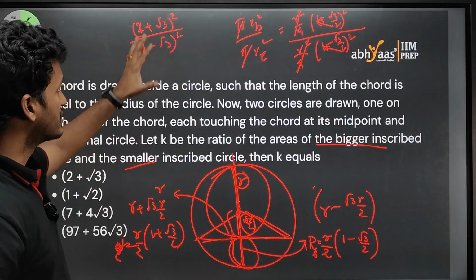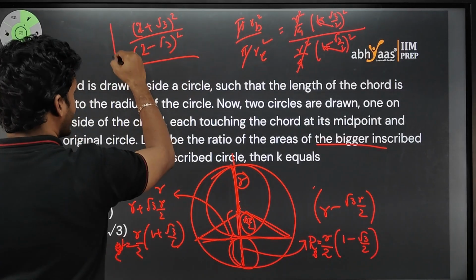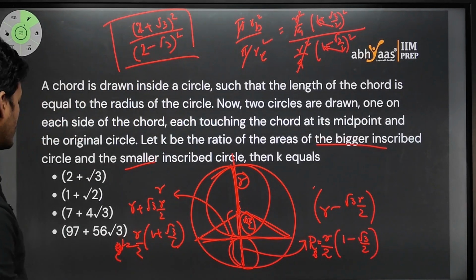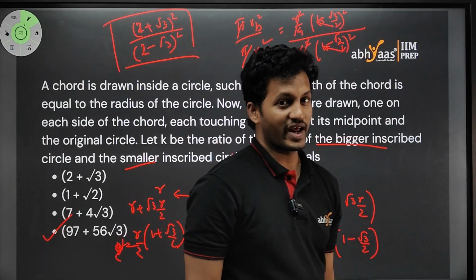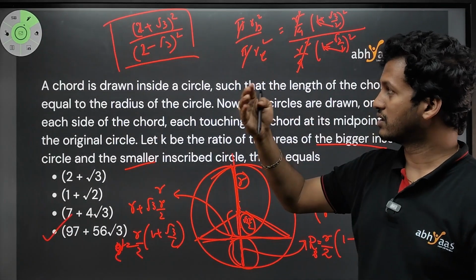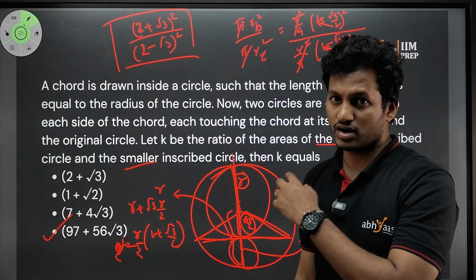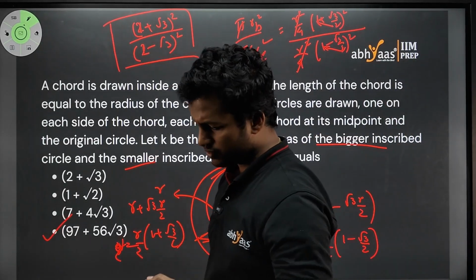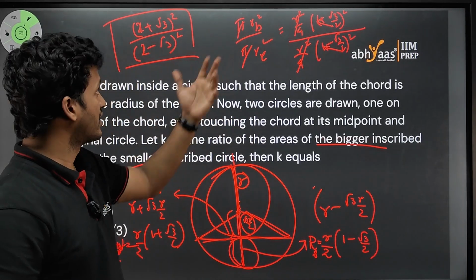Okay, so this is the thing, and if you have to rationalize this, I think the answer would come at 97 plus 56√3. So you have to rationalize that. (2 plus √3) whole square will go up to 4 plus 3 plus 4√3, and here it is 4 minus 2√3 plus 3, like that. Yes, and you have to rationalize that.